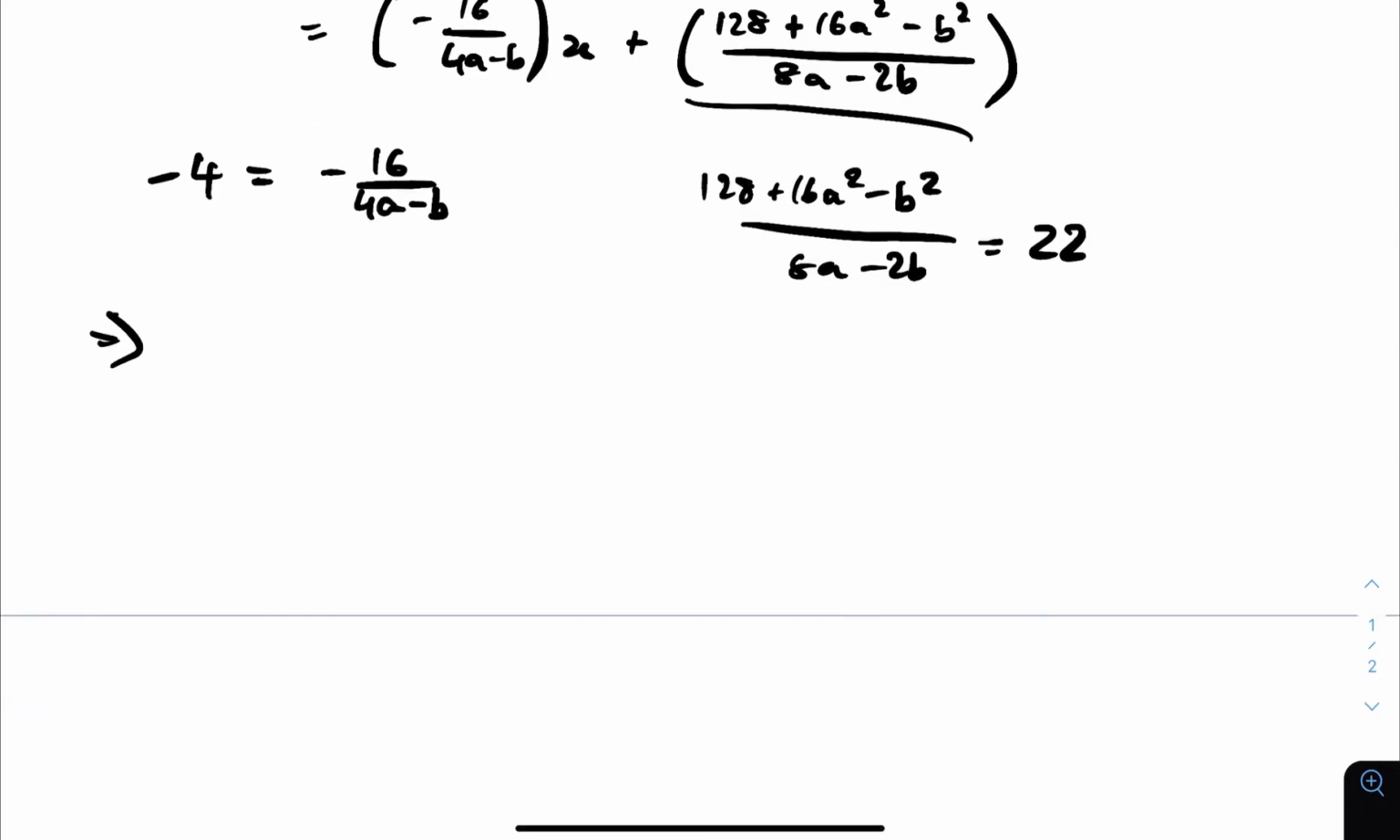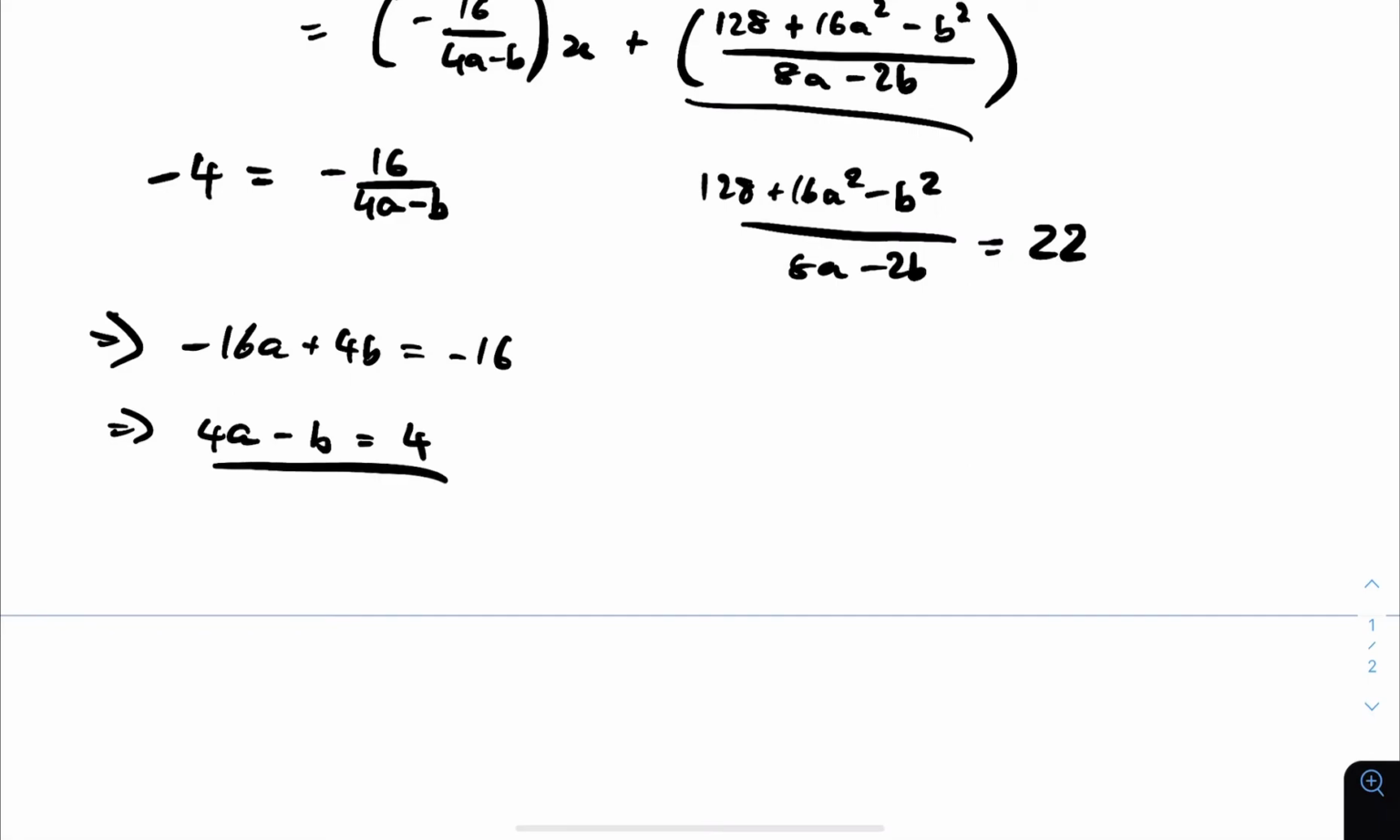So let's solve. That becomes negative 16a plus 4b is equal to negative 16. Now I'm going to divide everything by negative 4, just because I want this to look a bit cleaner. So we get 4a minus b is equal to 4. So that's one part of the equation we can use. Over here is a little bit more complicated. We get 128 plus 16a squared minus b squared is equal to 22 times 8 times a minus 44b. 22 times 8 is equal to 176, and then we multiply by a minus 44b. So I just multiply by the denominator.